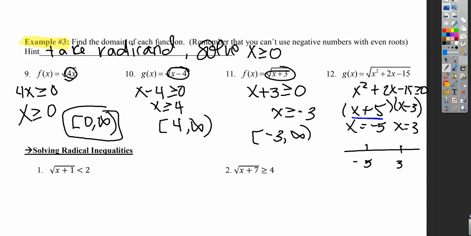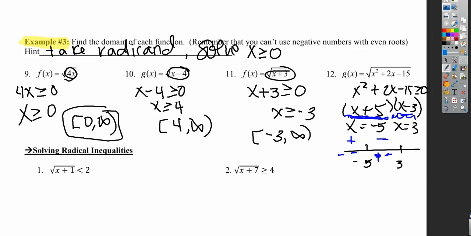If I plug -6 into my first factor, it's going to become negative. If I plug -6 into my second factor, it's going to become negative, and a negative times a negative is a positive. If I pick a number between -5 and 3, let's pick 0. If I plug 0 into this first factor, I get a positive. If I plug 0 into my second factor, I get a negative, so that's going to be a negative outcome.